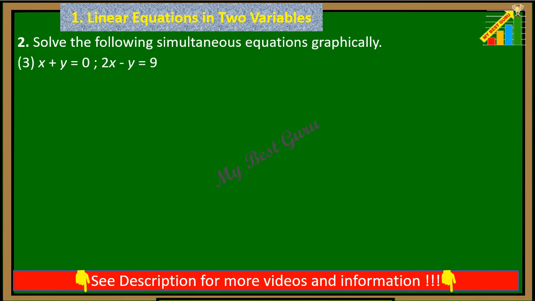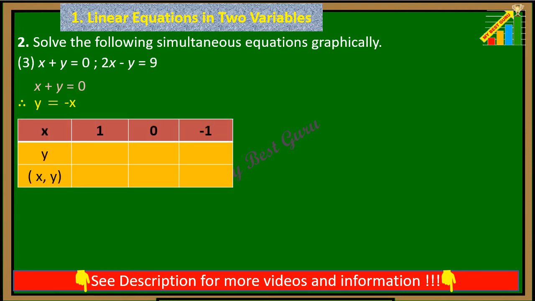So question number 3 is x plus y is equal to 0 and 2x minus y is equal to 9. The first equation is x plus y is equal to 0. Now y is equal to minus x. It is very simple, we just have to change the sign for y. So if x is 1, y will be minus 1 and the coordinates are 1 comma minus 1. Now if x is 0, then y will be 0, so 0 comma 0 are the coordinates, and if x is minus 1, then y is 1.